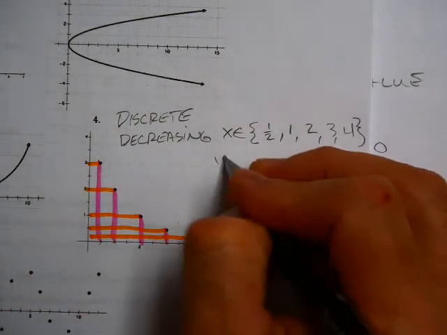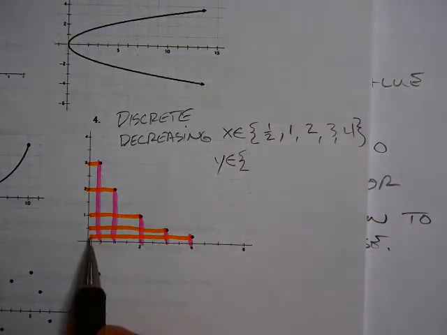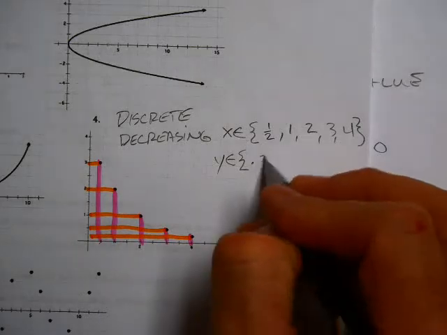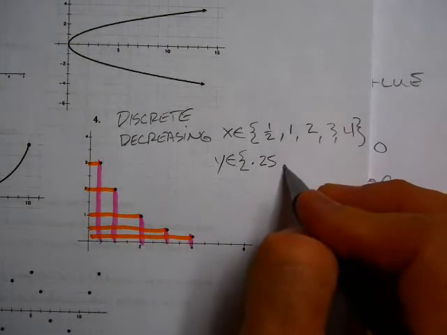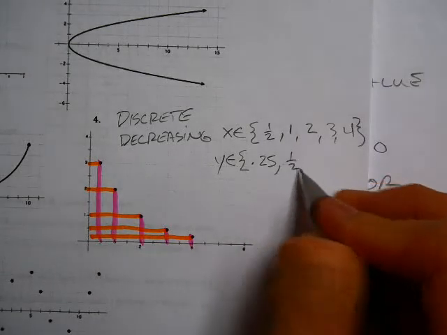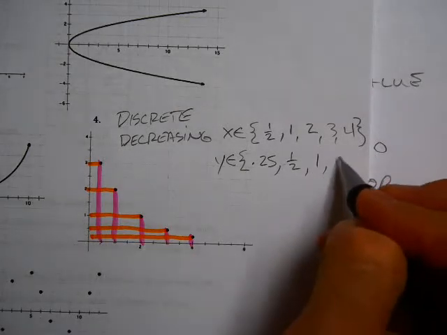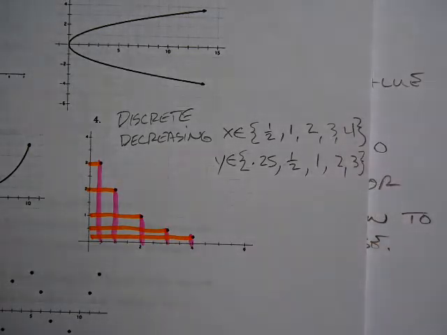So the range, y is an element of the set. What do you say? 1/4 maybe, 0.25? Okay. Or 1/4. Looks like this is a half or 0.5. I'm going to go to fraction. You can put 0.5 if you want. And then 1. And then 2. And 3. So there's our domain and our range. And when we write domain and range, we always go from the smallest to the largest.